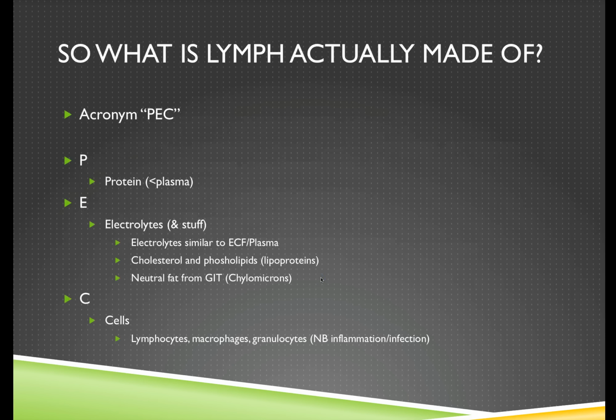So what's lymph made of? Well, one way to remember it is by the acronym PEC, P-E-C. P for protein, and on average, the amount of protein is less than in the plasma. E for electrolytes, and because you've got large gaps between the extracellular fluid and the lymph tissue, it's no surprise that the extracellular fluid electrolyte levels are similar to that of lymphatic drainage. In other words, extracellular fluid is very similar to lymphatic tissue fluid.